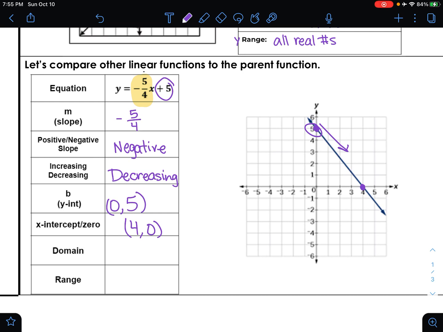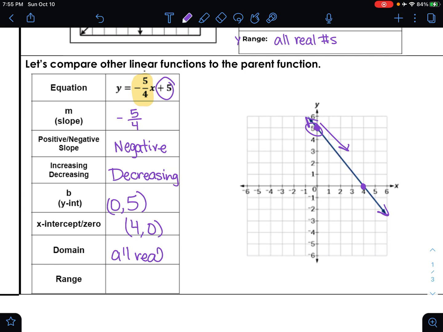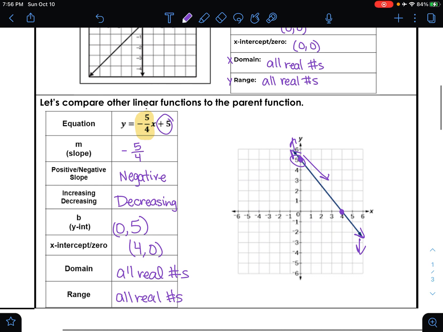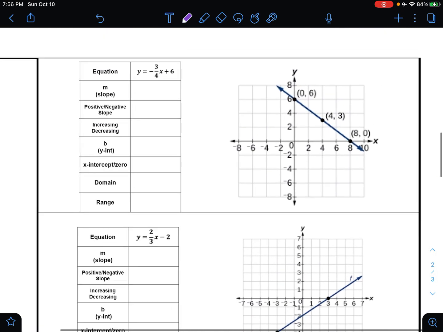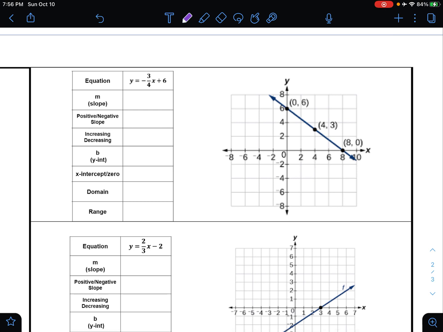The domain, it's going to keep going to the left forever. It's going to keep going to the right forever. So this is also all real numbers. The range is always going to be going down and up forever and ever. So its range is also all real numbers. So what I want you to go ahead and do is pause the video and try the back side on your own and see how you do.